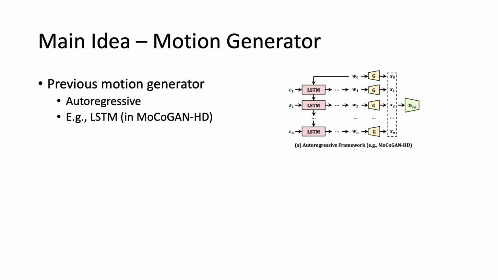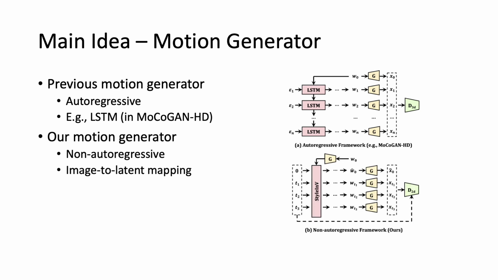More specifically, previous works with pre-trained StyleGAN commonly used autoregressive models as their motion generator. For such design, motion collapse usually happens when inference length is longer than training samples. In our framework, we make the motion generator non-autoregressive. It models the mapping from image to latent, instead of relations between latents.